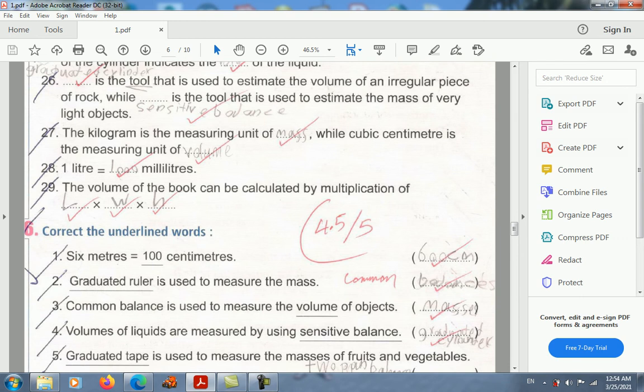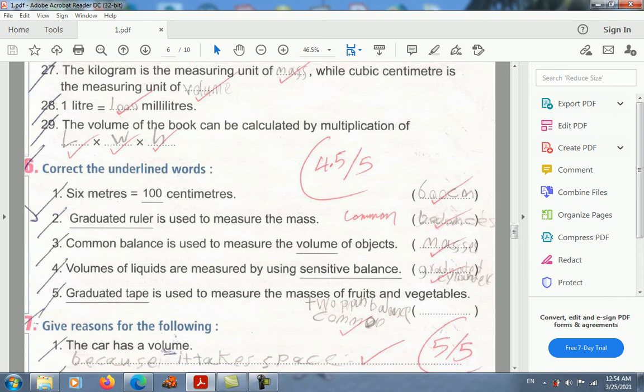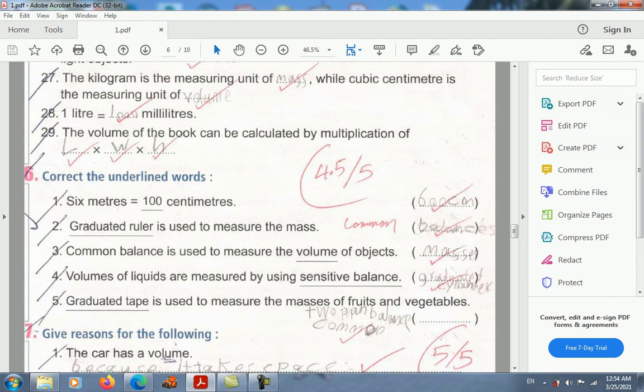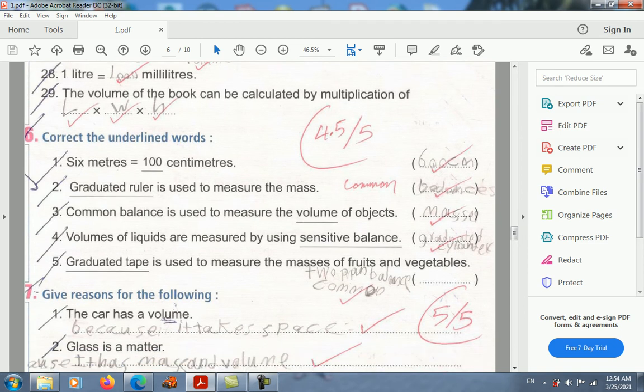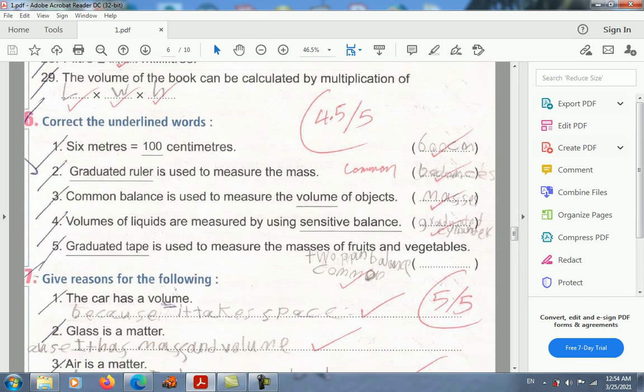26. Graduated cylinder is the tool that's used to estimate the volume of an irregular piece of rock, while sensitive balance is the tool that's used to estimate the mass of very large or very light objects. 27. The kilogram is the measuring unit of mass, while cubic centimeter is the measuring unit of volume. 28. 1 liter equals 1000 milliliters. 29. The volume of the book can be calculated by multiplying length by width by height.